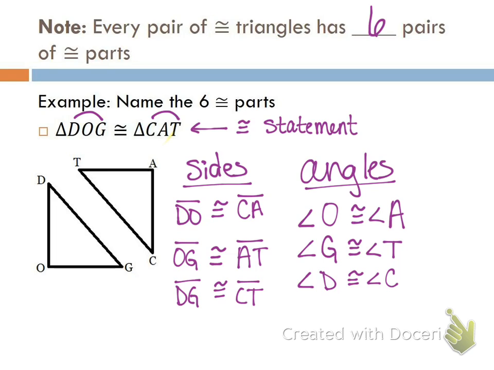Now that we've made all these statements, we could mark the diagram to show this. It's not necessarily a requirement, but I could mark DO and CA congruent, OG and AT congruent. Same with our third pair of sides. And we could also go through and do all the angles. Notice that these are oriented a little differently from each other. So I'm just matching up what I said in my congruence statements and marking it in the triangle.